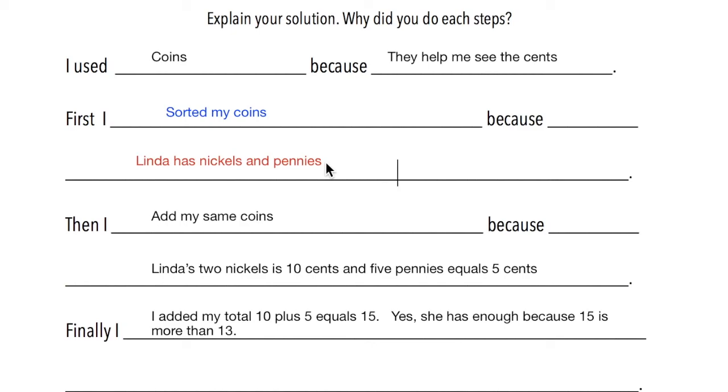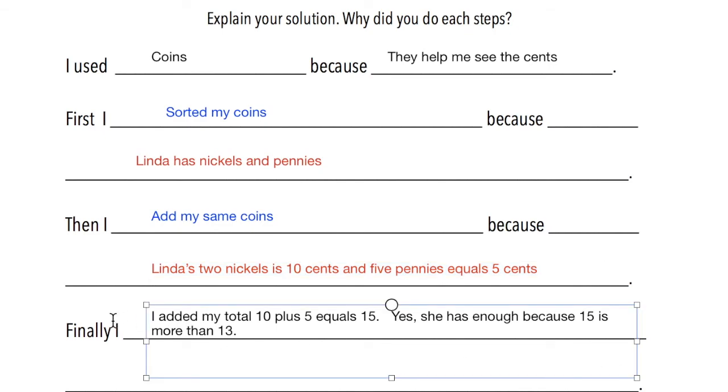First, I sorted my coins because Linda has nickels and pennies. She has mixed coins, so I had to sort it. Then I add my same coins. So my nickels I added, and then my pennies I added. That was my action. And I did that because, so my connection to the story, Linda has 2 nickels. And 2 nickels is 10 cents. And 5 pennies equals 5 cents. So I connected it back to the story.